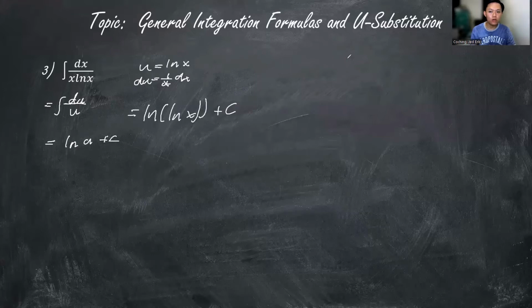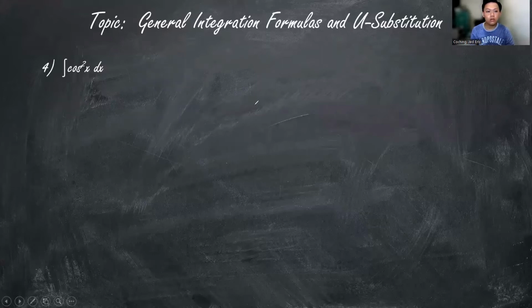Now let's clear this first out, and now we have another problem: cos squared x. Here we need to use our previous knowledge of trigonometric identities in order to solve this.